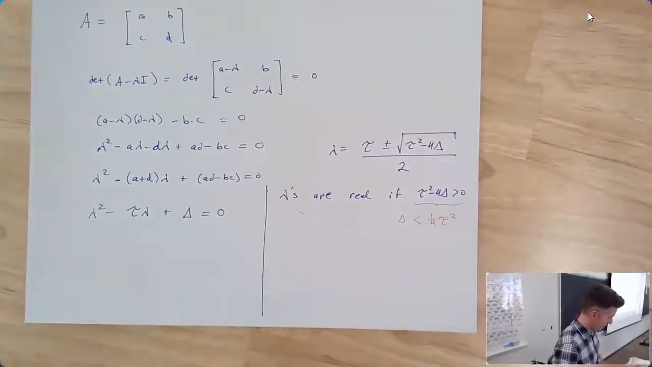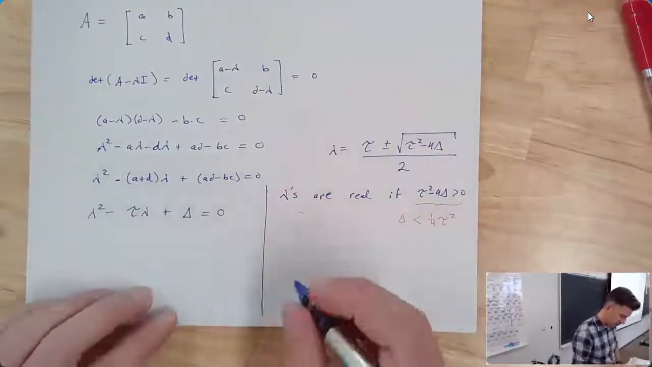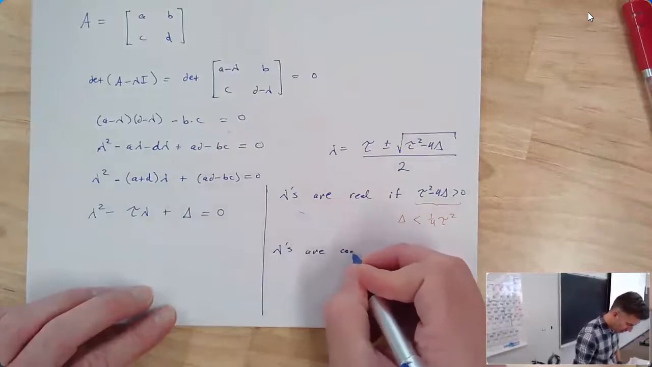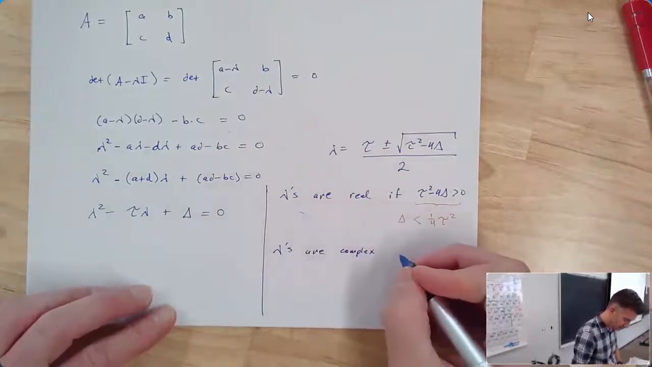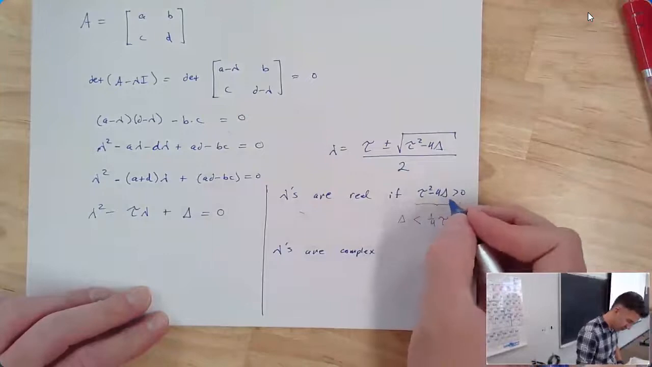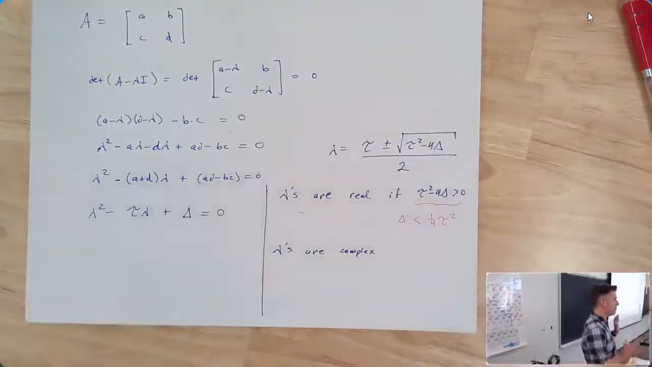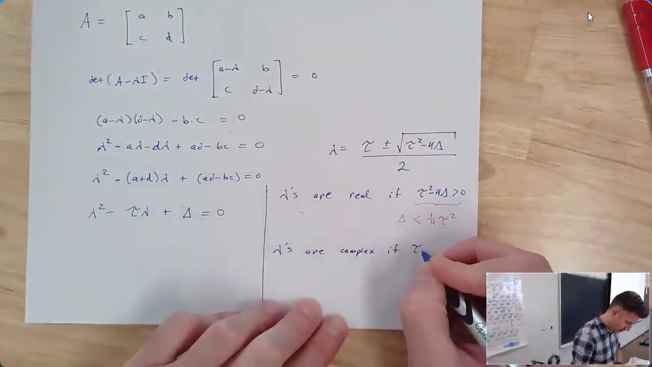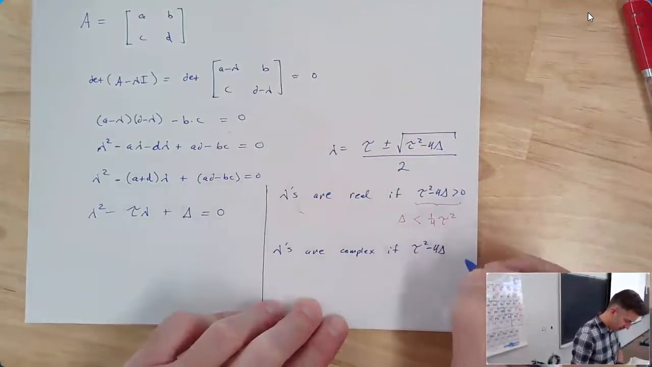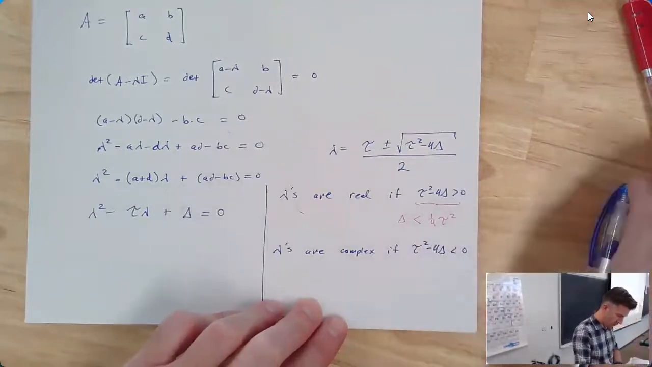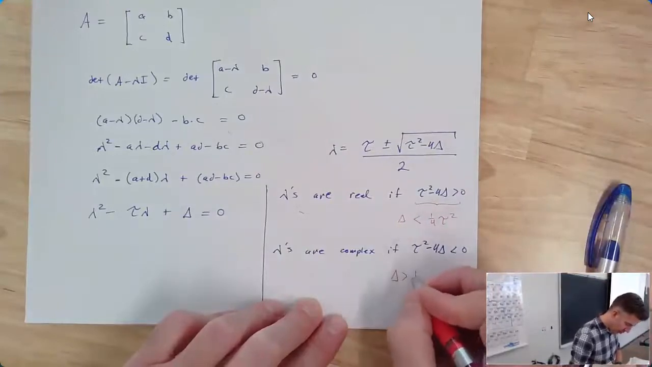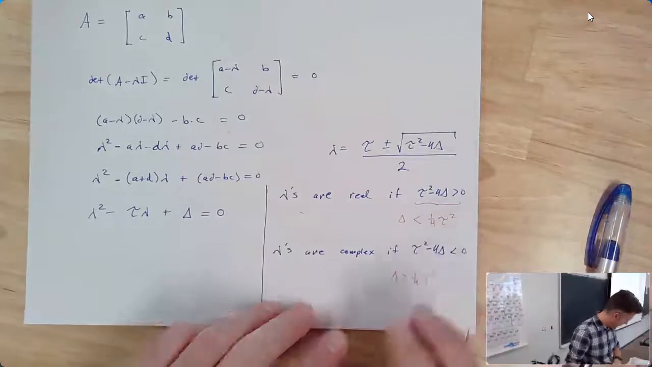On the other hand, the eigenvalues are going to be complex if that thing is not true. Oh, I should have said greater than or equal to, I suppose, but we don't care so much about the equal-to part, so I'm just going to say greater than. If the opposite is true, if tau squared minus 4 times the determinant is less than 0, or in other words, if the determinant is bigger than 1/4 tau squared.